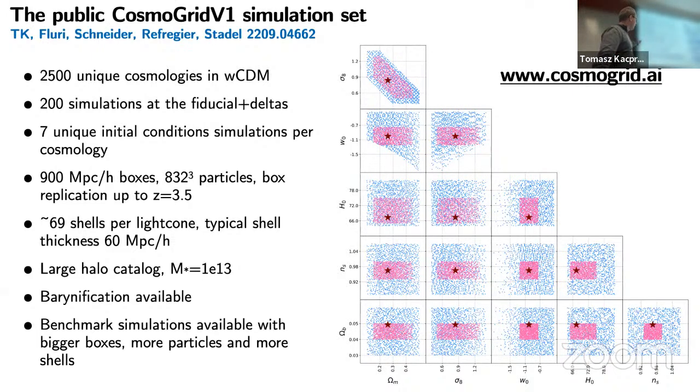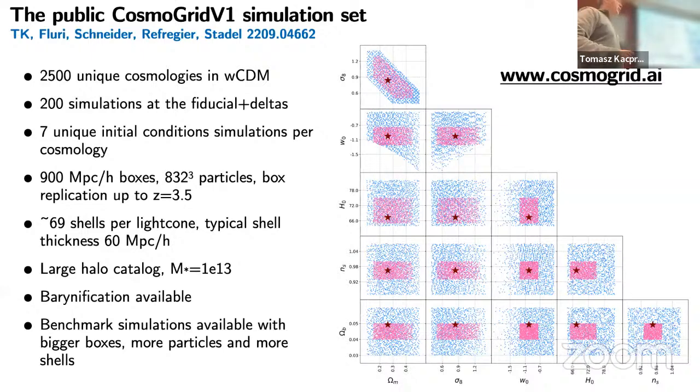We also store halo catalogs, although of quite large halos, and we have the baryonification model, and I will come back to that in a sec. Also, we have benchmark simulations, which have, for example, bigger boxes, more particles, more shells, so you can test whether the choices you make in your summary statistics change if you have a bigger box, or whether you're sensitive to the choices that were made in producing this simulation.